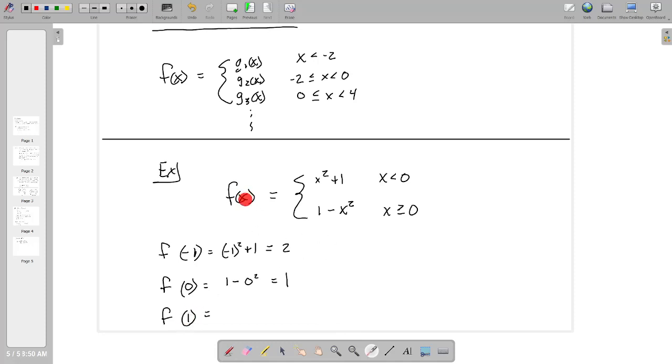If our x is equal to 1, we check: is 1 less than 0? No. Is 1 greater than or equal to 0? Yes, so we use this function. And we get 1 minus 1 squared, which is equal to 0. We'll do some more with piecewise defined functions when we get to graphing, but hopefully this gives you an idea of how to find values using a piecewise defined function.